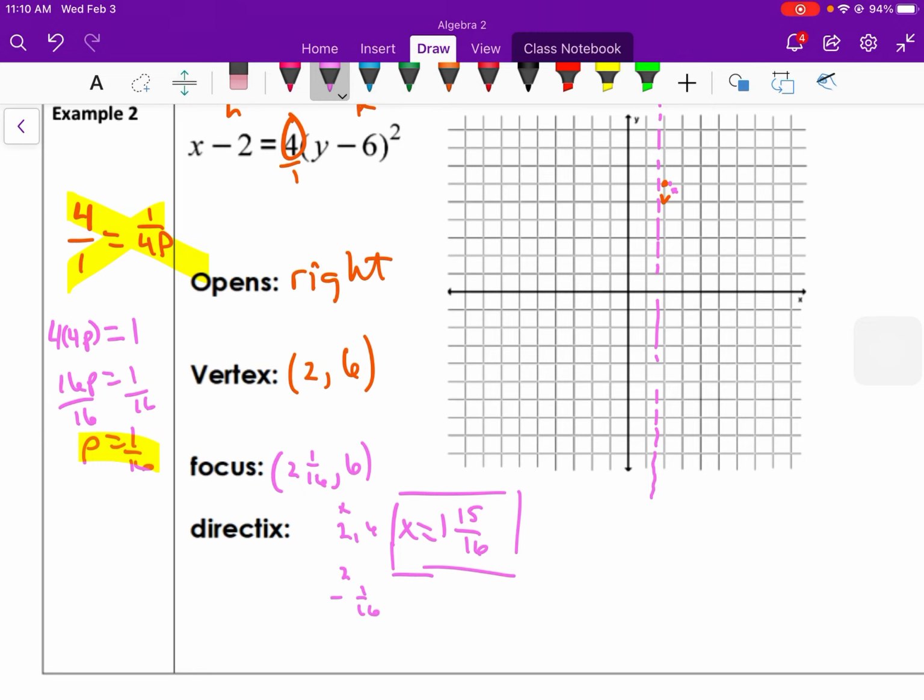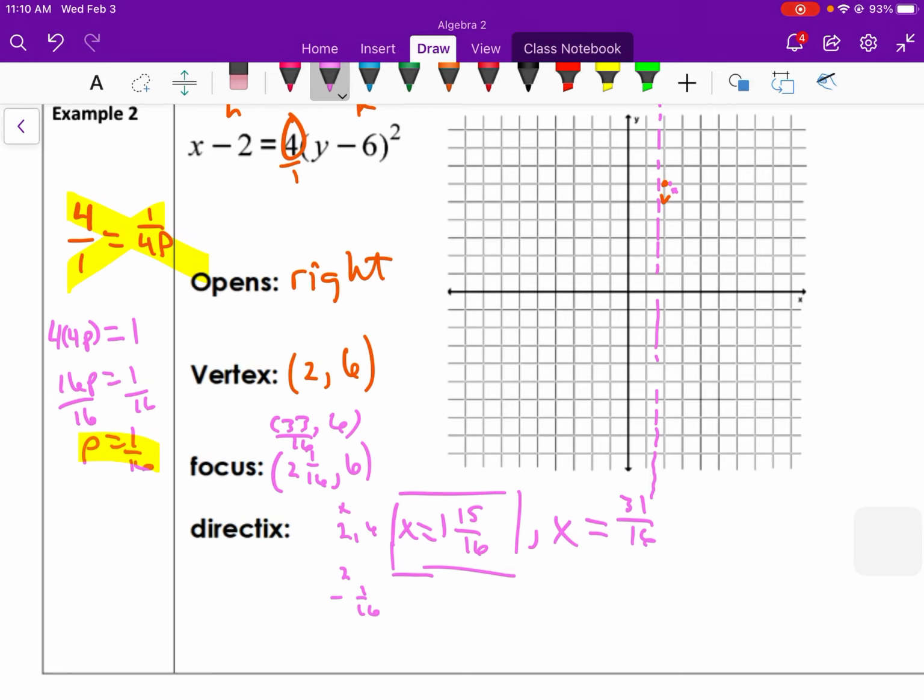And that's the line x equals 1 15/16. You can also make those irrational if you want. So for the focus point, you would get 33 over 16, sixths. And then you could also get the line x equals 31/16. Either will be accepted.